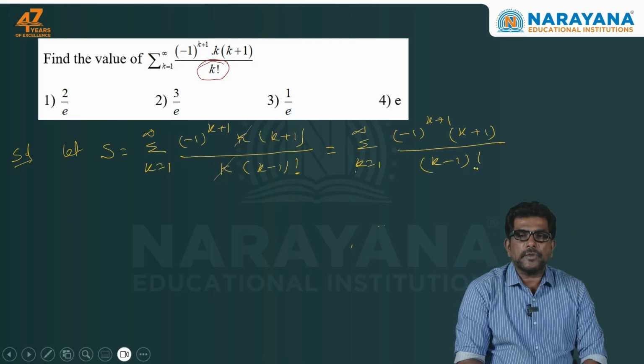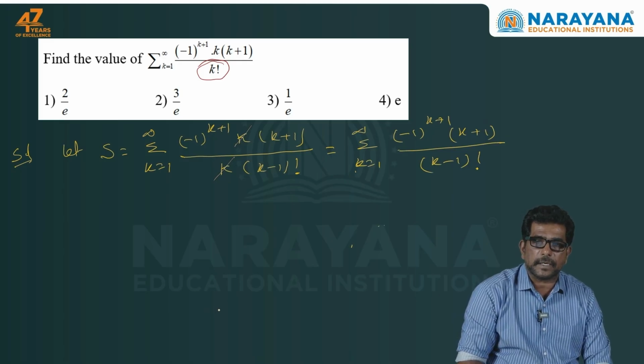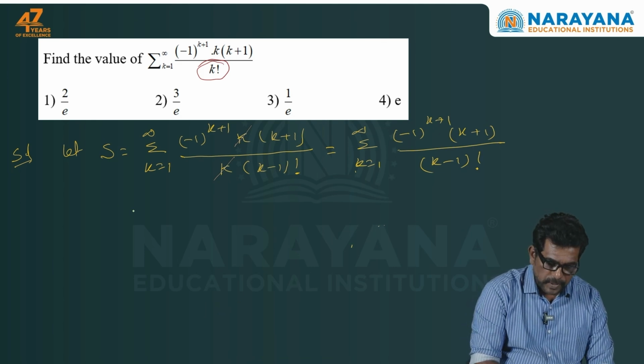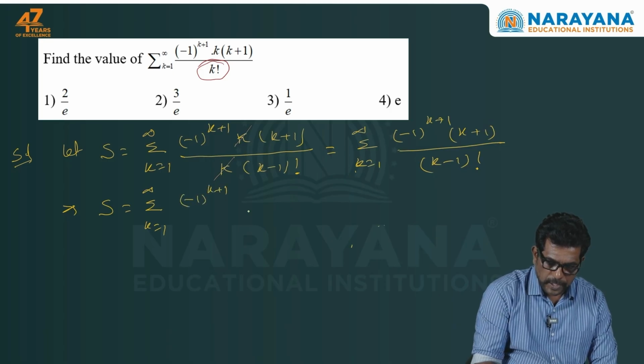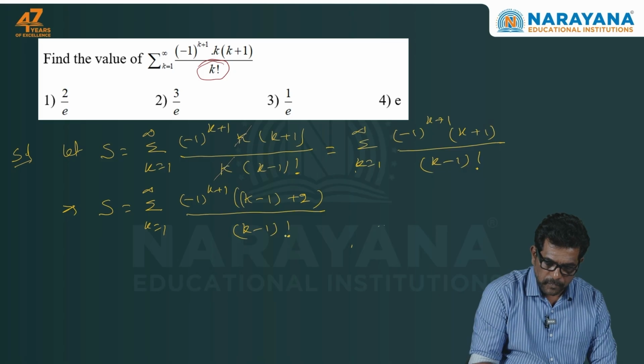Now, by substituting or separating, observe the numerator is (k plus 1) and the denominator is (k minus 1) factorial. Now I am going to simplify this using the denominator, that is S is equal to summation k is equal to 1 to infinity (minus 1) whole to the power of k plus 1. K plus 1 is here. I am going to write that as (k minus 1 plus 2) by (k minus 1) factorial.